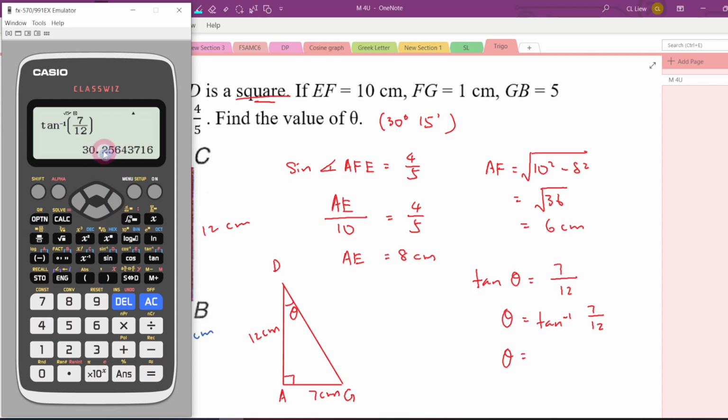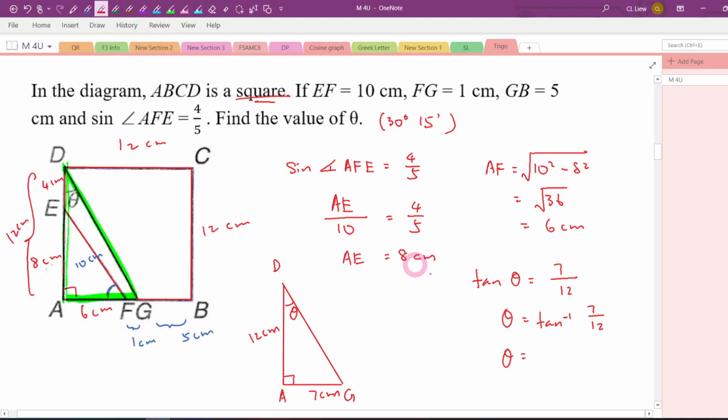Angle is 30.26 degree. We only need to give 2 decimal places, that is enough. 30.26 degree, because this is 6, therefore we add 1. I add 1 over here, so 30.26 degree.